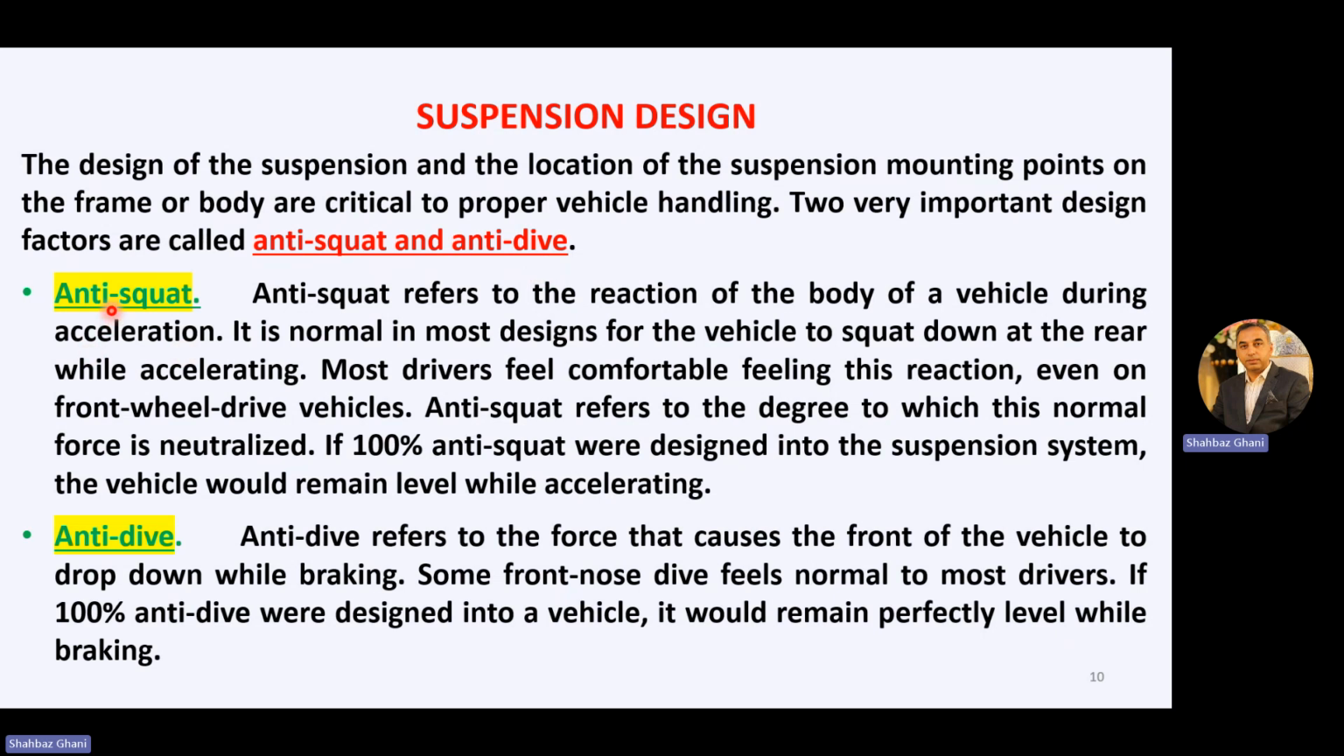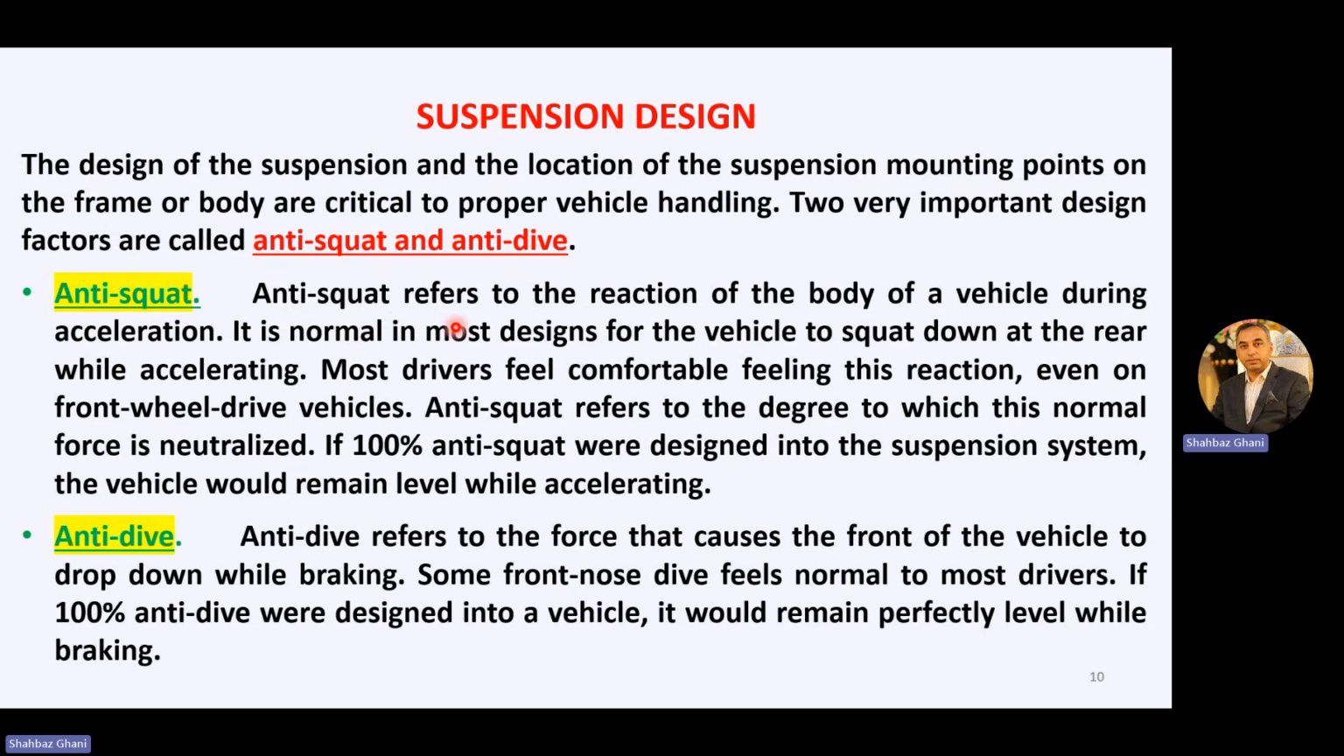What is anti-squat? The anti-squat refers to the reaction of a body of a vehicle during acceleration. It is basically when we accelerate the vehicle suddenly, the upper portion or the upper part starts to lift up, so that we have to avoid that lift up. So we have to design this suspension system so it is that anti-squat.